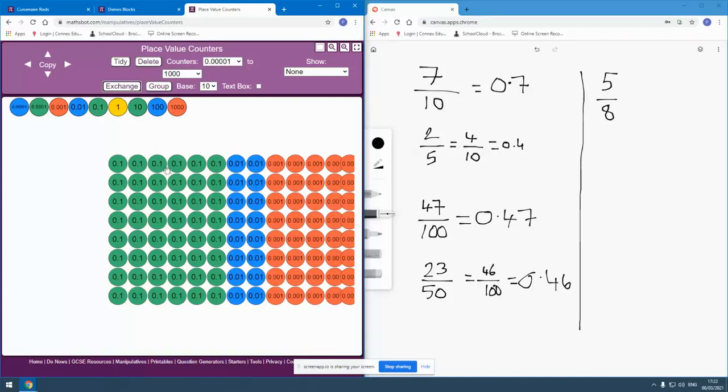And so now I can say, okay, what do I have in each share? Well, I have 0.1, 0.2, 0.3, 0.4, 0.5, 0.6. So I have 0.625.